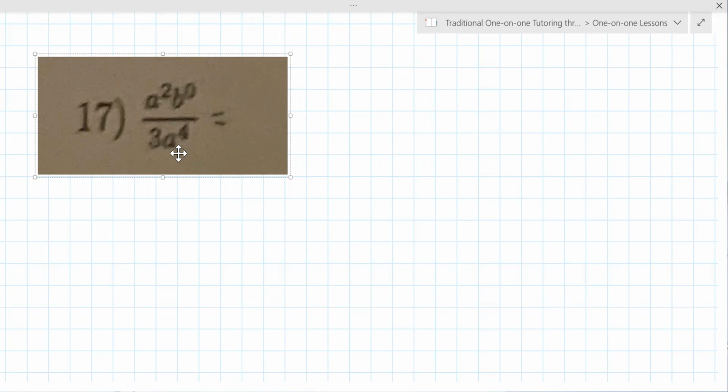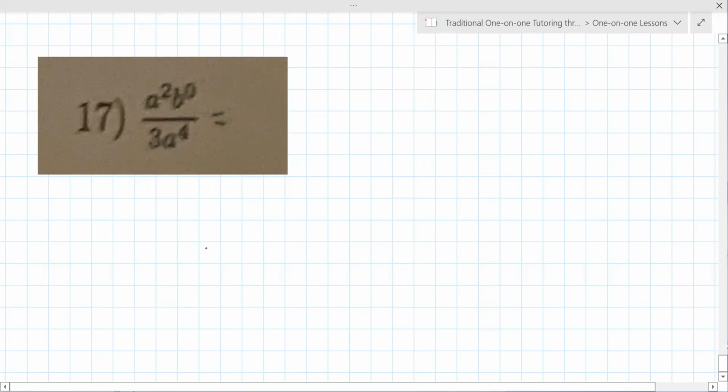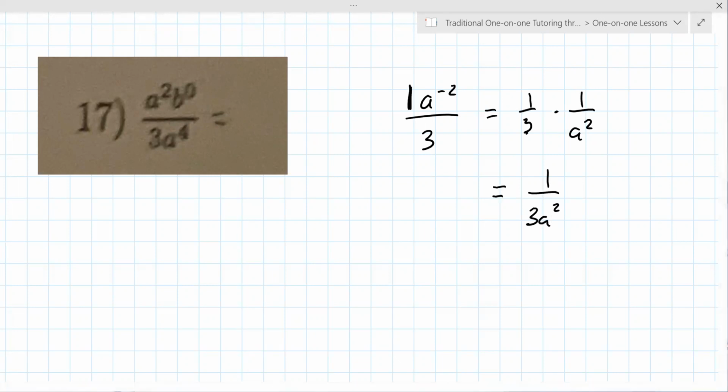How are you doing on this one? I got a to -2. Okay. Yeah. And then the 3 stays on the bottom. So the question is, what do you do from here? And remember, you can put a 1 up top. So this is 1/3 times 1 over a squared. So this becomes 1 over 3a squared like that.